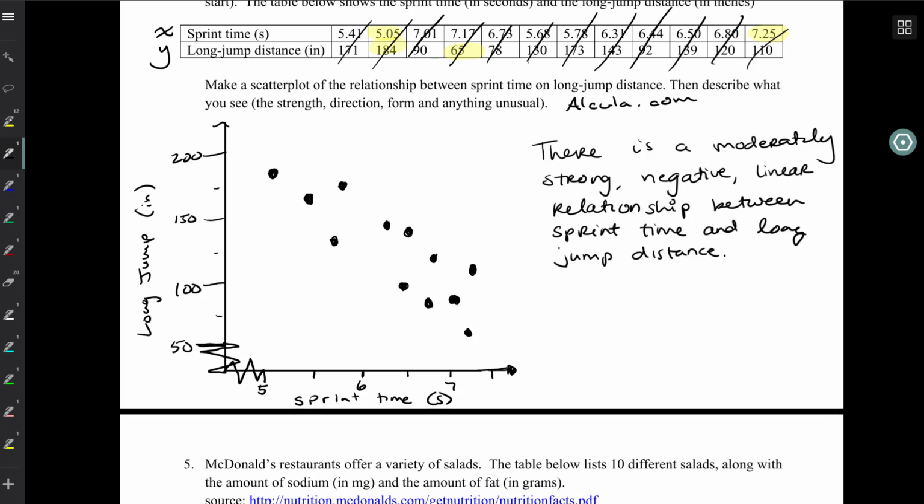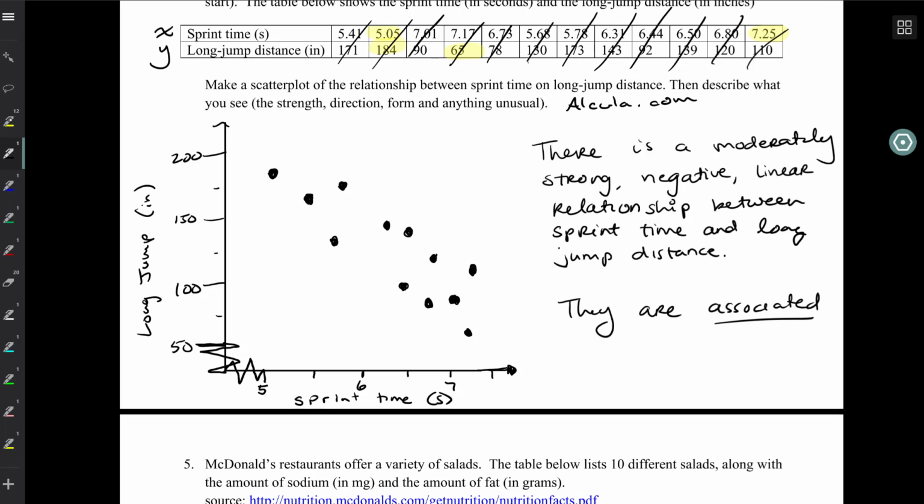That's really all you need to say. Now, what you can tell with this is that since there is a pretty obvious relationship, try to describe it. As sprint time increases, the long jump distance decreases. What does that also tell you? Seems to me like they are associated with each other, right? As one's sprint time increases, their long jump distance decreases.